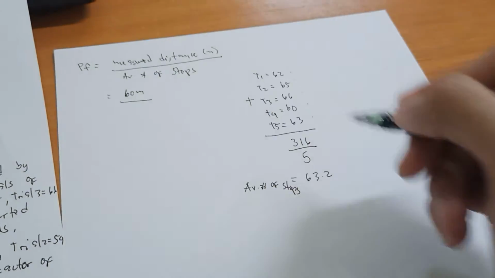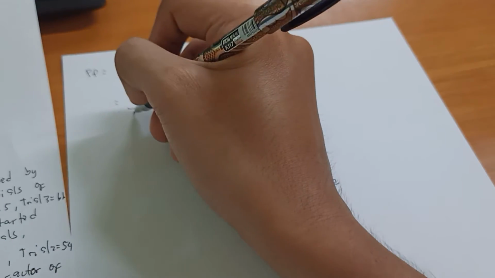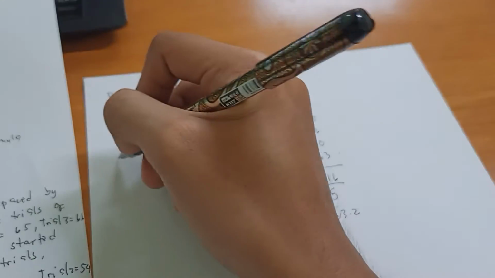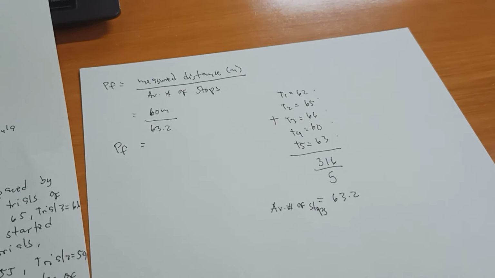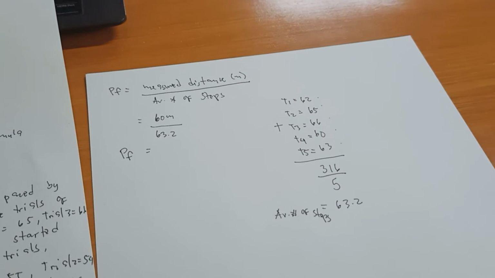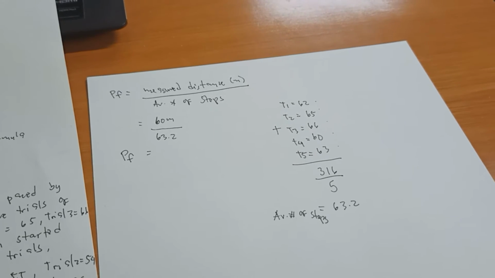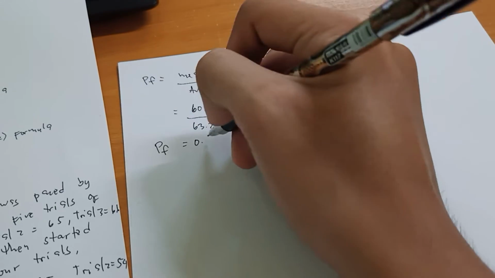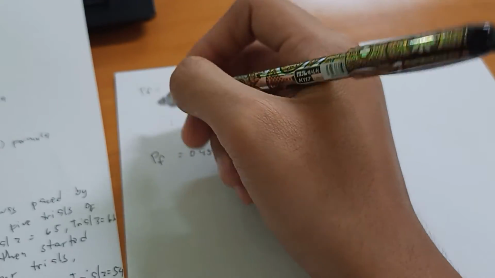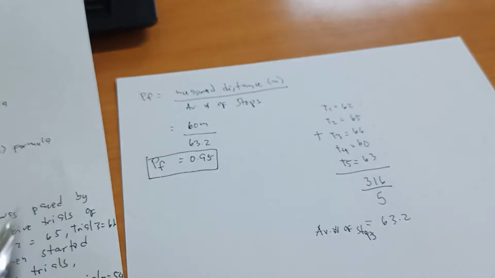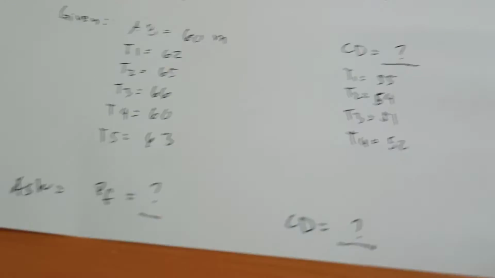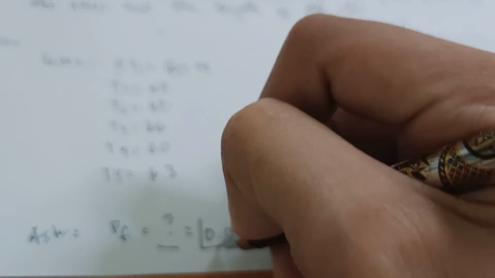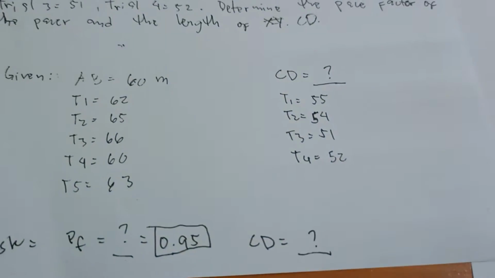Okay, so you just need to substitute that in the formula. 63.2. So we have pace factor is equal to 60 divided by 63.2 is equals to 0.95. Pace factor of Alberto is 0.95. So the answer for this one is 0.95. That is the pace factor of Alberto.